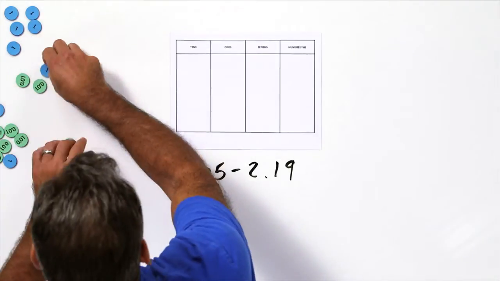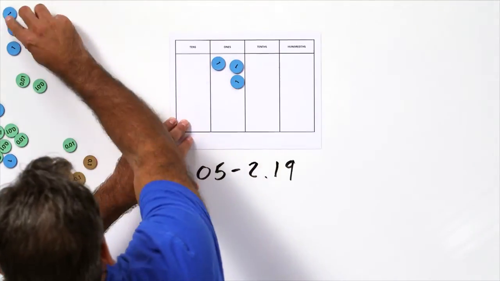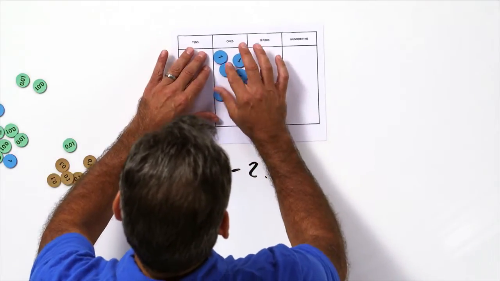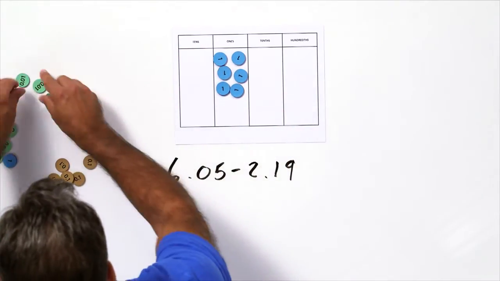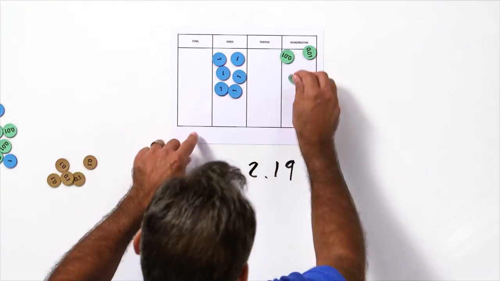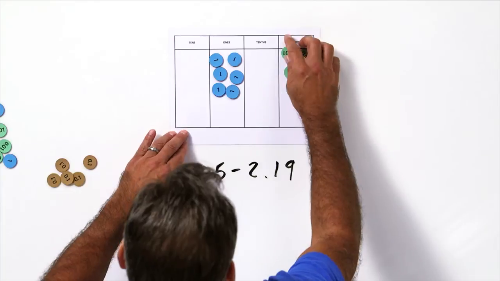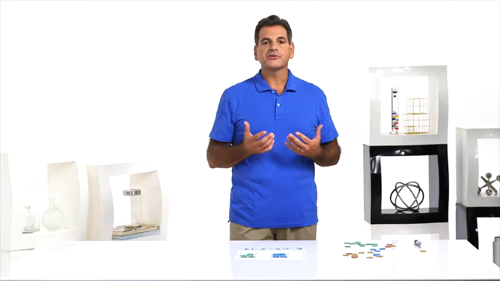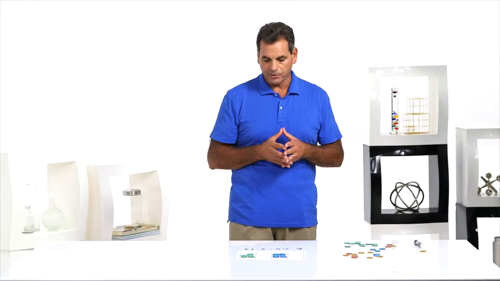So 6, 1, 2, 3, 4, 5, 6. No tenths and 5 hundredths. Then 2.19: 1, 2, 3, 4, 5. No tenths and 5 hundredths. Okay, so now we have to subtract. Students understand subtraction is taking away, and that's why I like to use these chips and the place value chart, because they can physically pull them away.